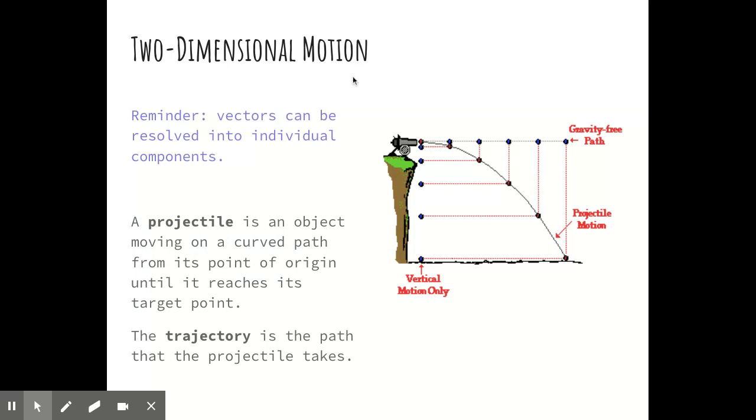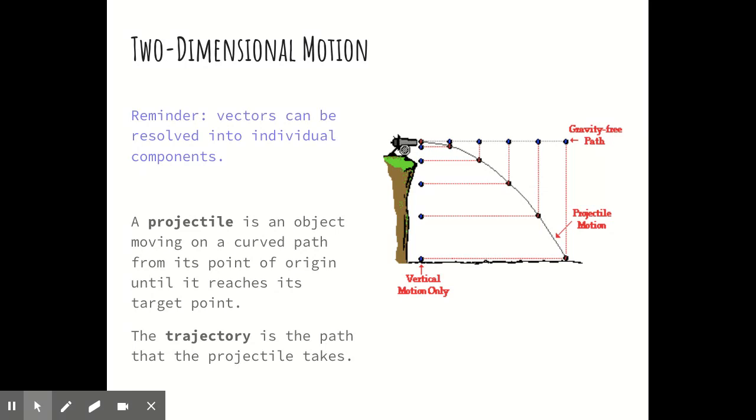With two-dimensional motion, just a reminder that our vectors can be resolved into individual components, okay? So if you're looking at this, if you're trying to find this point right here, this third one down, you could resolve it into its vertical and horizontal components to solve and then calculate your angle. In general, your projectile is going to be an object moving on a curved path until it reaches its point.